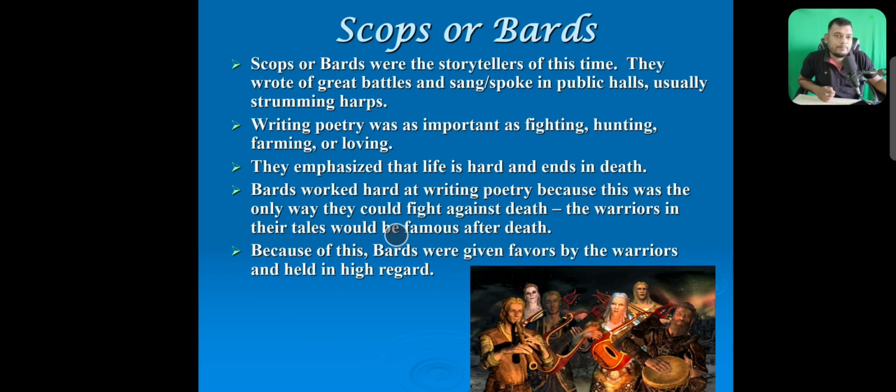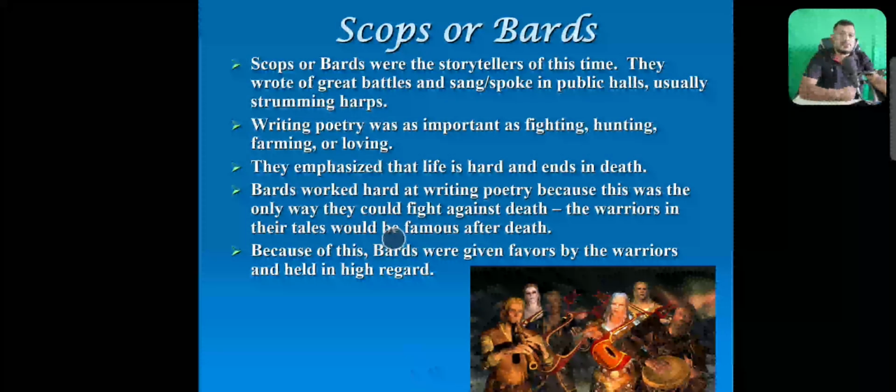Scops or bards were the storytellers of this time. We know that a synonym of poet is bard. They wrote of great battles and sang and spoke in public halls, usually mead halls. Writing poetry was as important as fighting, hunting, farming, or loving.